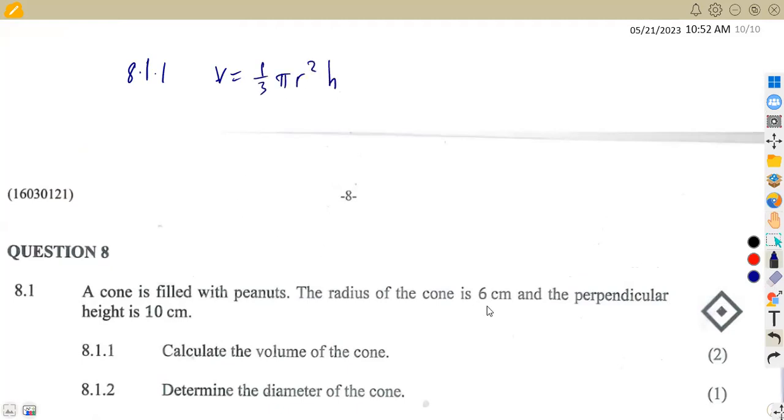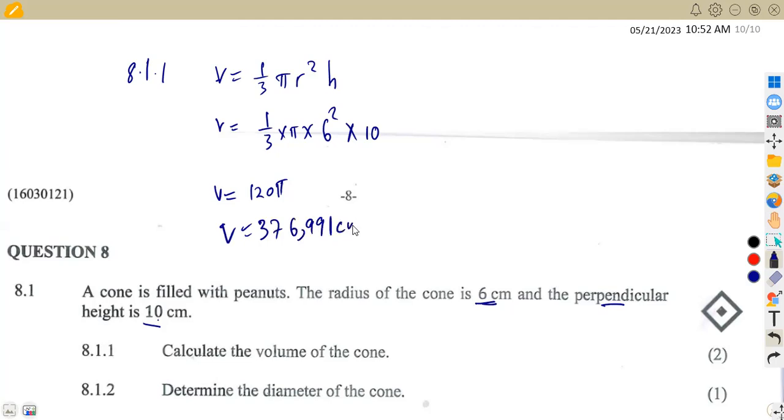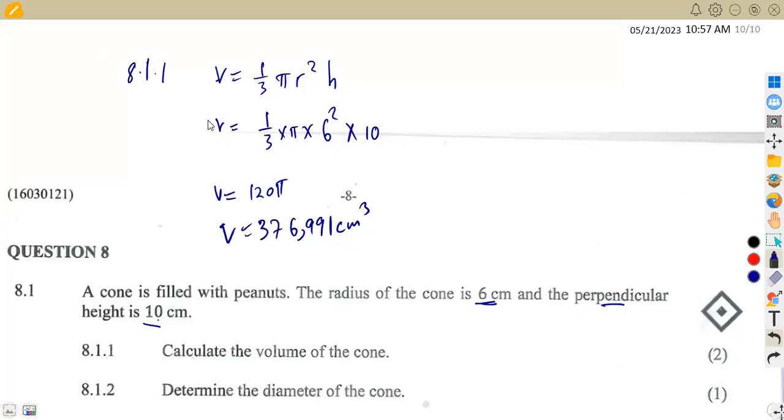So we have got the height, we have got the radius, and we've got the perpendicular. So you can calculate our volume. That's a third times pi times radius squared, which is 6 squared, times the perpendicular height, which is our h. So our h is 10. So this is going to give us the volume, which is 120 pi. That's something like 376,991 cubic units or cubic centimeters in this case. So it's very important that you apply the units that you are given in this case.